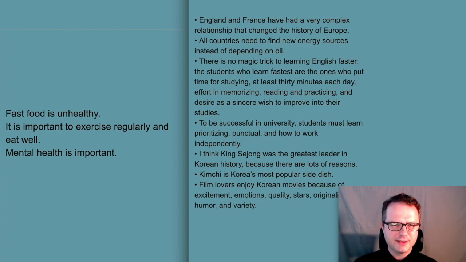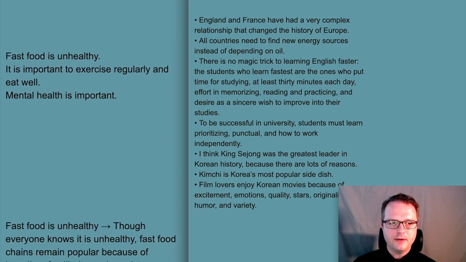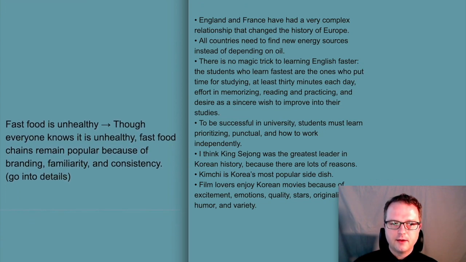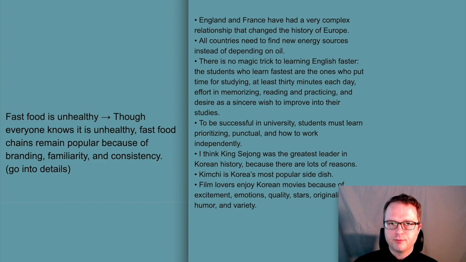Most of these kinds of topics, these obvious topics, if you look a little deeper, you can find a way to talk about it that's a little more nuanced, a little more complex, where people actually will disagree, or at least where people will learn something new. So for example, instead of "fast food is unhealthy," though everyone knows it is unhealthy, "fast food chains remain popular because of branding, familiarity, and consistency." So instead of just saying fast food is healthy or unhealthy, we're looking a little closer at, well, everybody knows it's unhealthy, so why is fast food still so popular? That is an interesting question that's worth exploring.